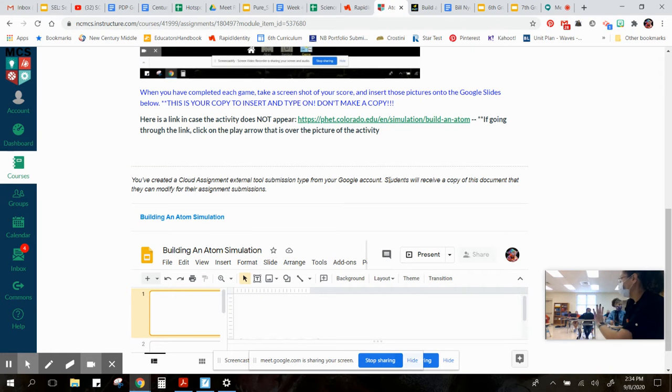Got it? How many games do you play? 4. How many screenshots do you need? 4. Now, I think I only have 3 slides here. Hang on. If you need to add another slide, just click the plus sign right there.